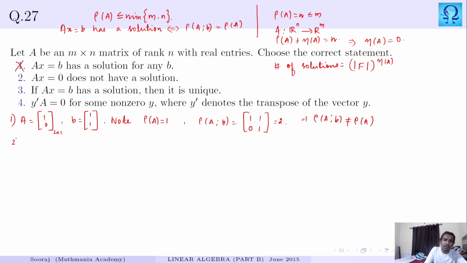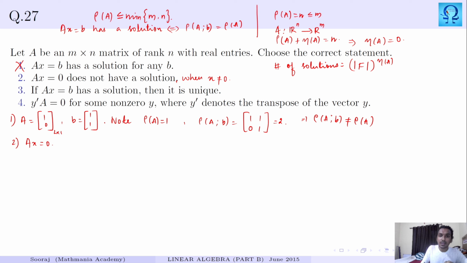Okay, in the second it is given that Ax is equal to 0 does not have a solution. If we are talking about the system of homogeneous equations, it always has a solution, because when you choose x equal to 0, that is the solution always. Here it does not have a solution when x is not equal to 0.